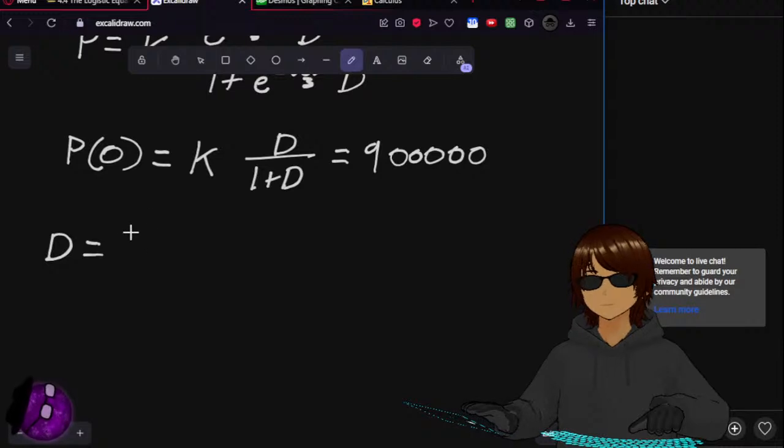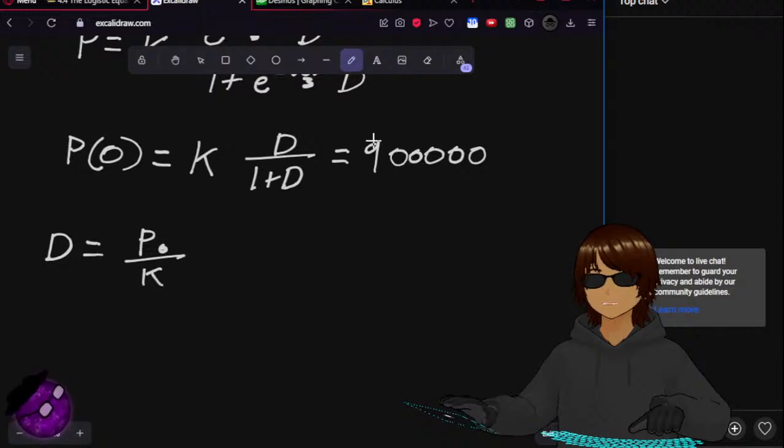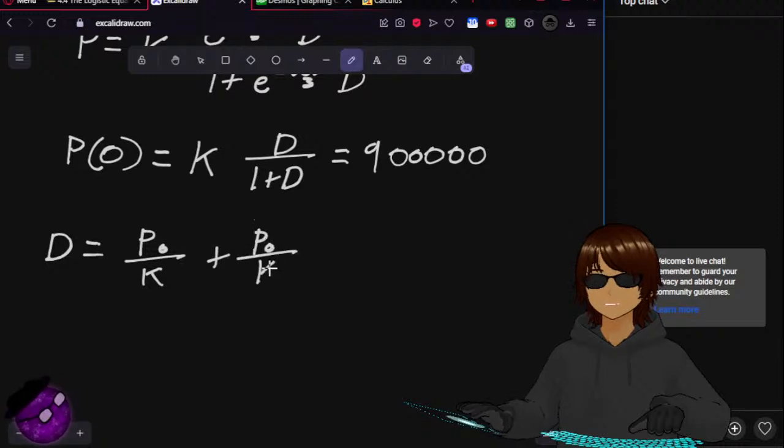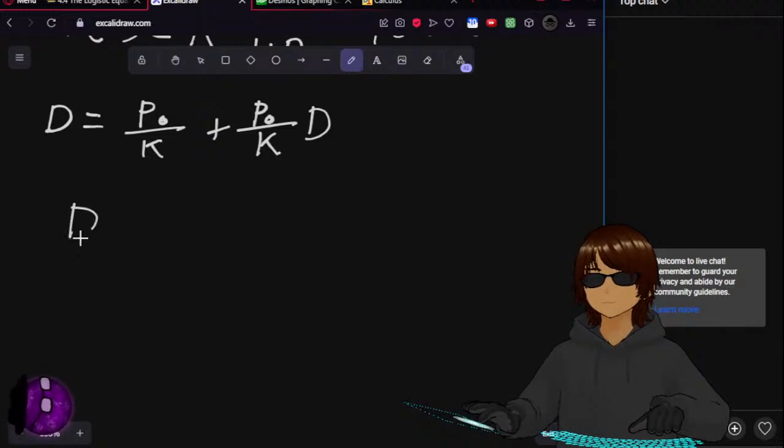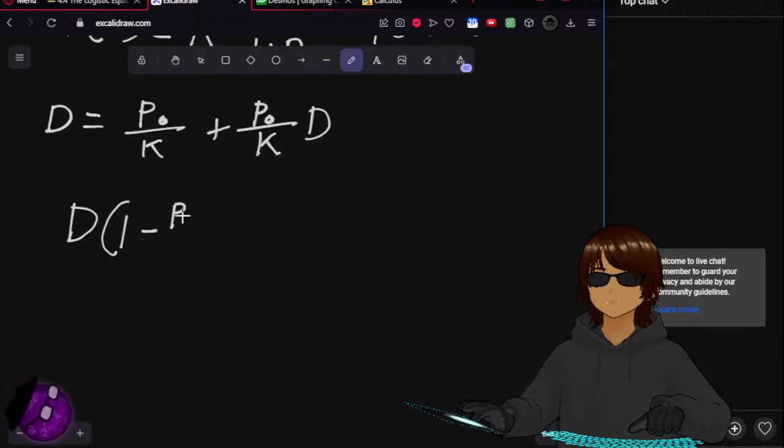T is equal to, I'll just write p0. p0 over k plus p0 over k d. Is this right? If I bring 1 over d over here, and then divided by k. T is equal to 1 minus p0 over k.